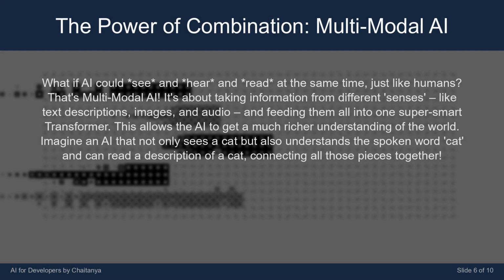What if AI could see and hear and read at the same time? Just like humans? That's multimodal AI. It's about taking information from different senses, like text descriptions, images, and audio, and feeding them all into one super smart transformer. This allows the AI to get a much richer understanding of the world. Imagine an AI that not only sees a cat but also understands the spoken word cat, and can read a description of a cat, connecting all those pieces together.